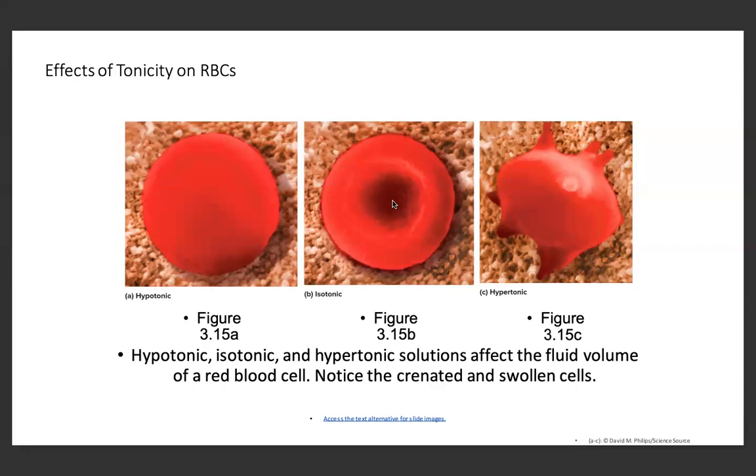At the center is an example of an isotonic solution. This is what the red blood cell looks like when an isotonic solution in the form of an IV is infused to a patient. This is what we want because this is what will keep the shape of the red blood cell a biconcave shape.